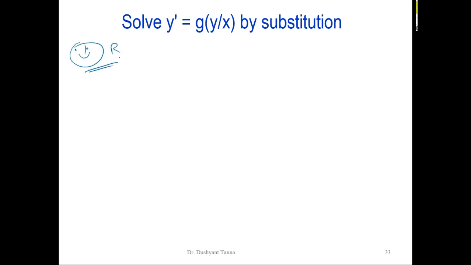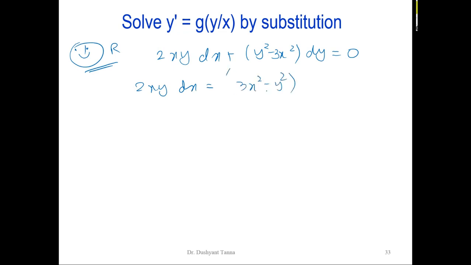Oh, what was the question? 2xy dx plus (y square minus x square) dx square is 0. Okay. 2xy dx is equal to (3x square minus y square) dy.